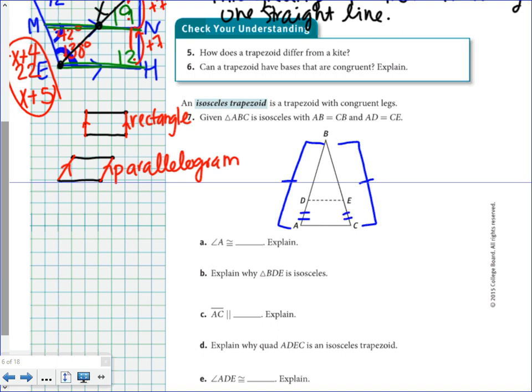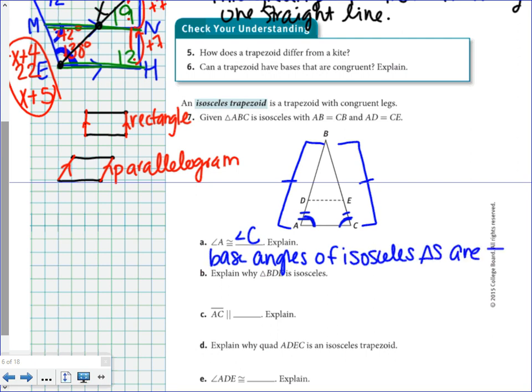The first thing they ask about is angle A being congruent. So angle A is a base angle of our triangle. The other base angle is angle C. So angle A is congruent to angle C, and the reasoning is that base angles of isosceles triangles are congruent. That's back from when we looked at isosceles triangles.